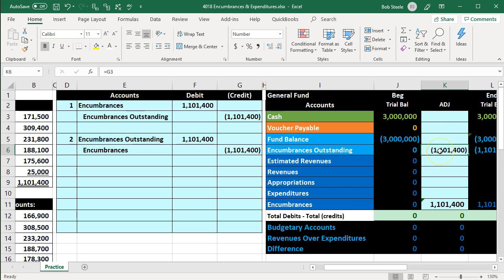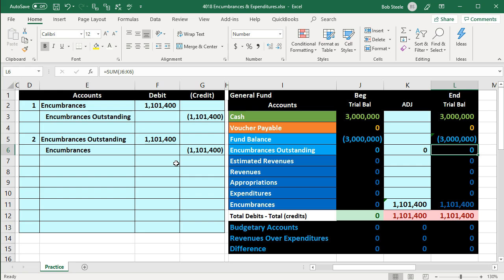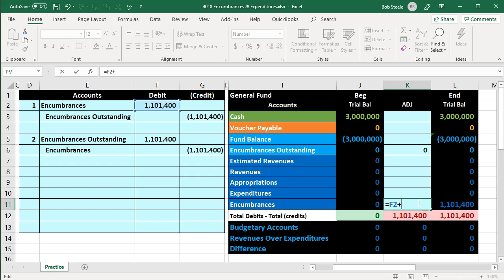There's something in the encumbrances. I'm going to double click on it, go to the end of it, say plus, and then point to this 11014, enter, takes us back down to 0. Then within encumbrances, I'm going to double click on that, go to the end of it, plus, and put the credit in place, taking us back down to 0.